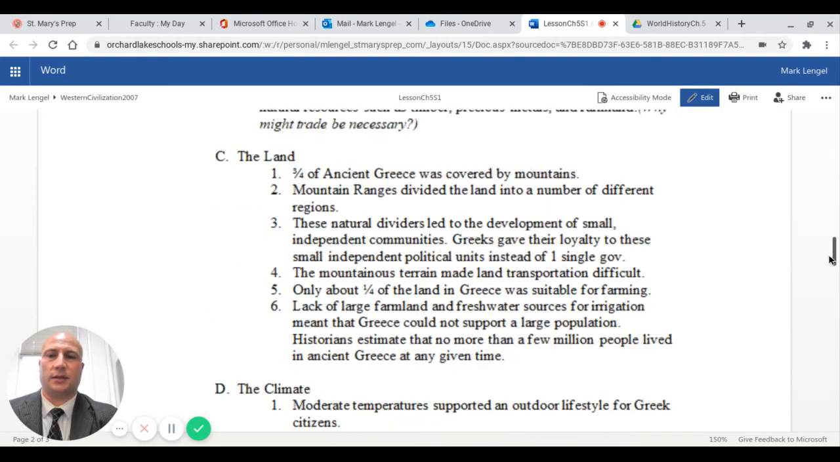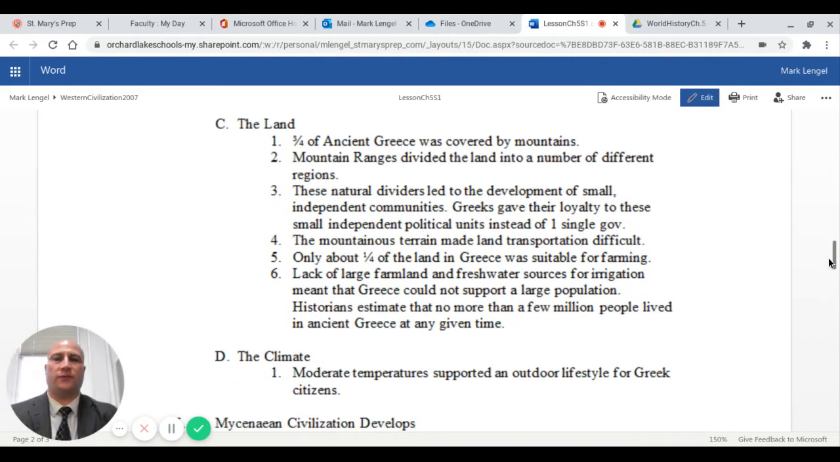Let's talk about the land. Three-quarters, or if you want to take it as 75%, of ancient Greece was mountainous terrain. Mountain ranges divided the land into a number of small, differing regions, and these mountains created natural dividers, which led to the development of small, independent communities. We're talking about city-states here. Independent communities basically means city-states.